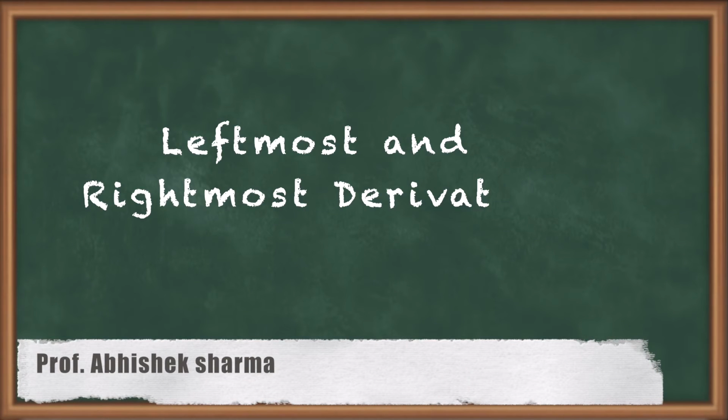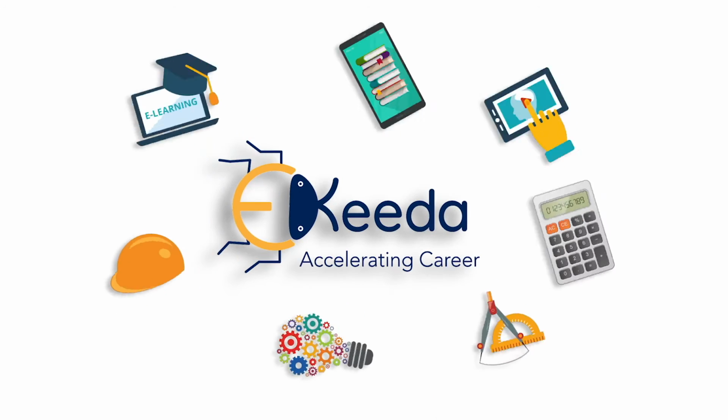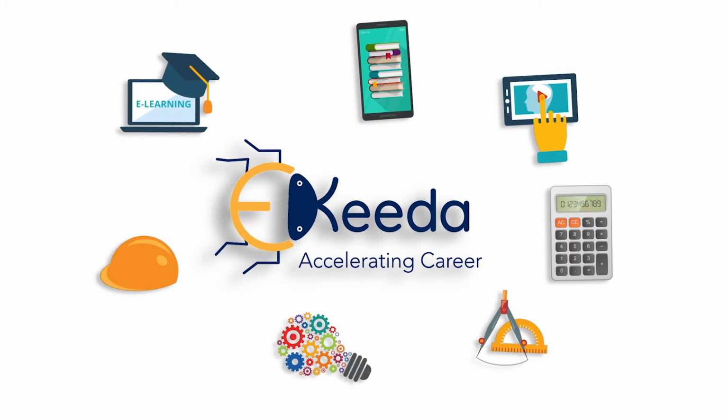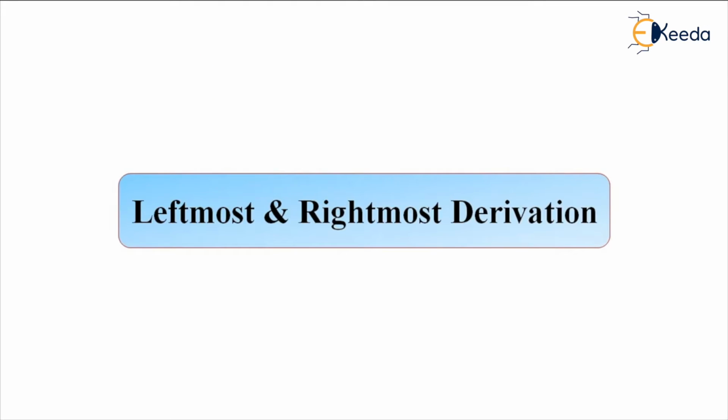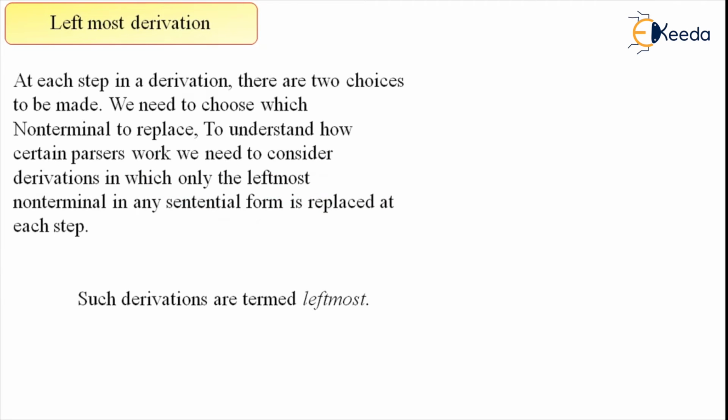Hello friends, in today's class we will see the different ways by which we can make the derivation, that is the leftmost one and the rightmost one. Since we have already seen the sentential form, now we are here to describe another basic of syntax analysis, the way the parser works. The first term here is the leftmost derivation.